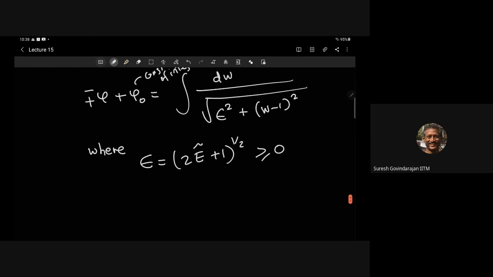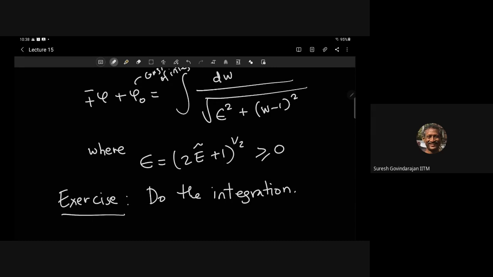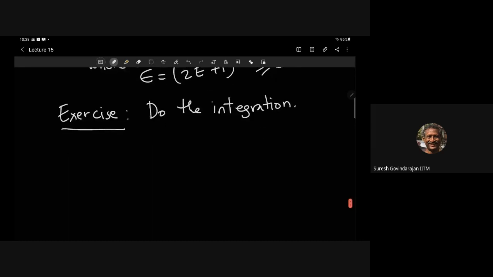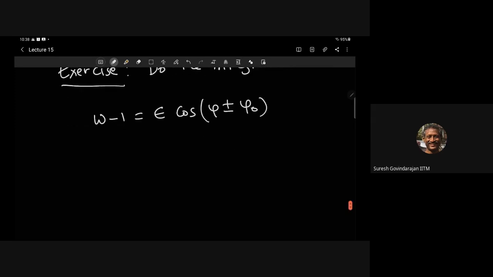Okay, so exercise: do the integration. And you will get one answer, which is very easy. It says w minus 1 equals epsilon cosine of phi plus or minus phi naught. Okay, so epsilon has a name called the eccentricity.